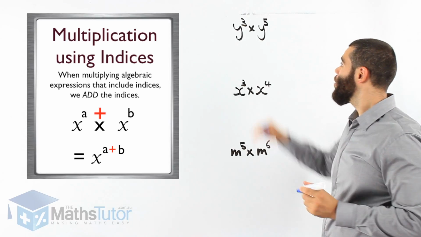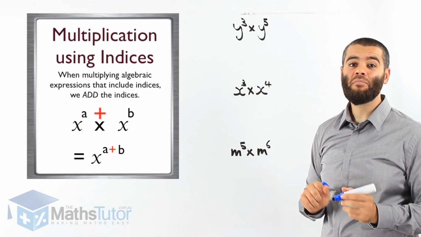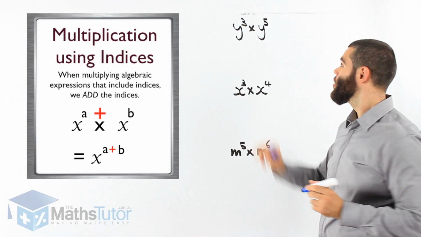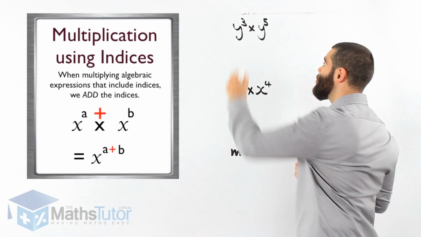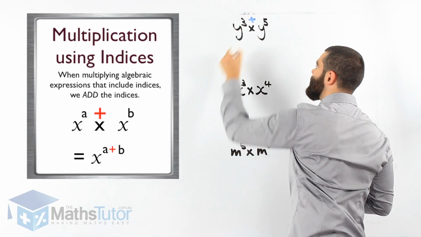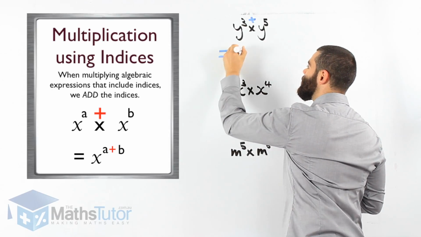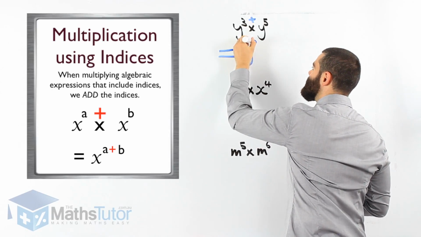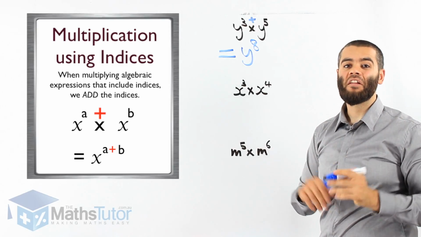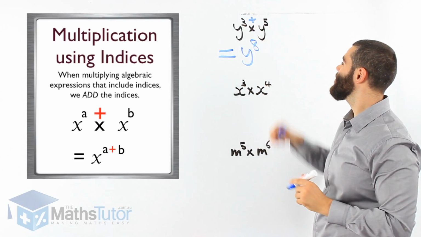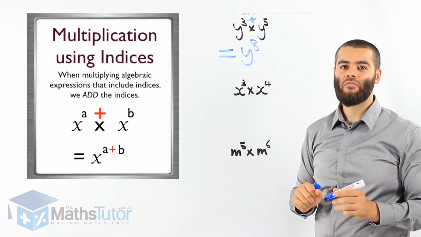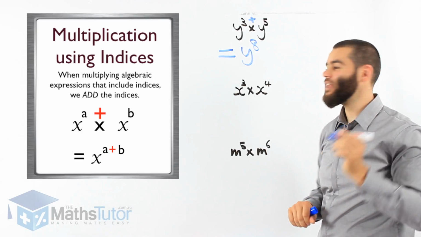So we have y to the power of 3 times y to the power of 5. Multiplication means we add the indices. So simply y to the power of 8. 3 plus 5 is 8. Y to the power of 8. It's that simple. Another one.